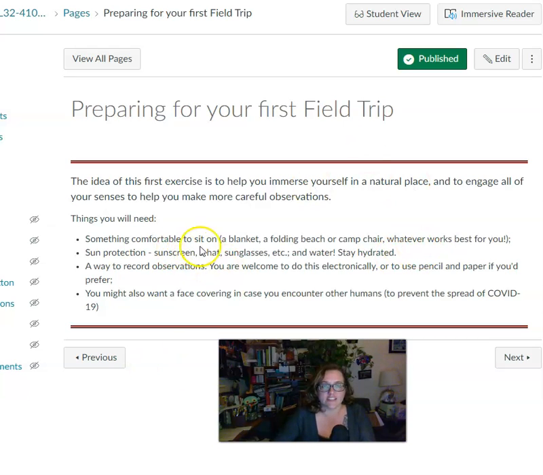Okay, so you're going to take something to sit on, or if you know you'll be able to go out and find a boulder or something to sit on, you could do that. Two of the biggest things you need to worry about in nature are the sun and staying hydrated, and possibly bug spray, depending on where you live and what bugs are out, such as mosquitoes, or if you live somewhere that has different kinds of insects that are more dangerous, bring bug spray.